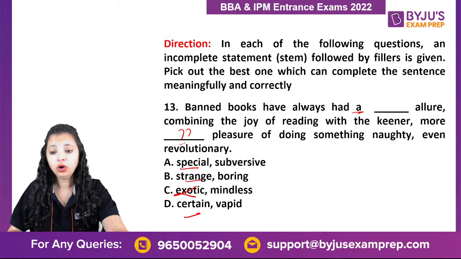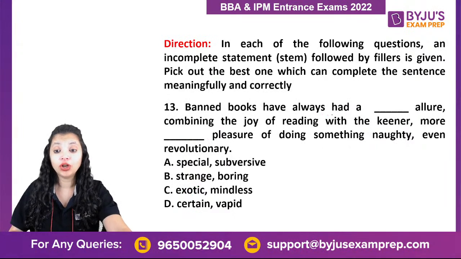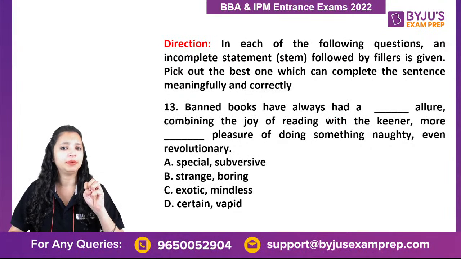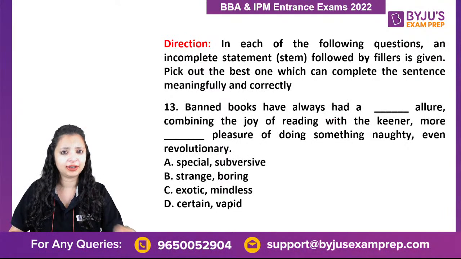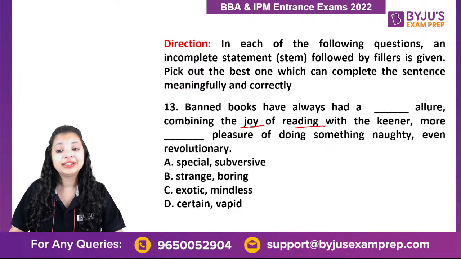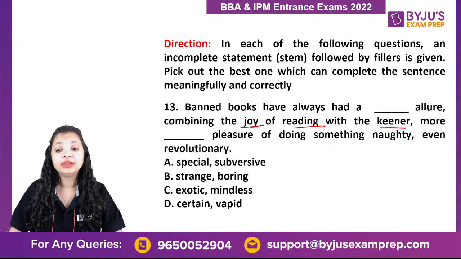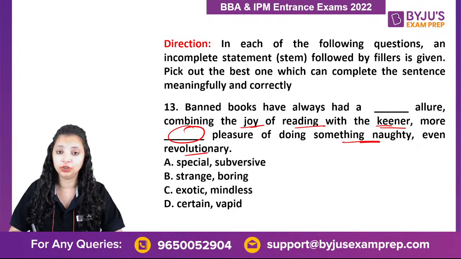Okay, so if everyone's marking A, that's great actually. Let's see. Banned books have always had a special, a strange, a certain allure. Allure का मतलब banned books हैं तो वो attract करती हैं अपने आप की तरफ. People would want to read that. These banned books combine the joy of reading with keener, और ध्यान से पढ़ोगे कि ये ban क्यों हो गई, the keener, more dash pleasure of doing something naughty and revolutionary.